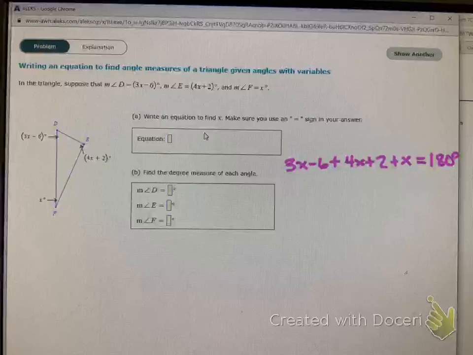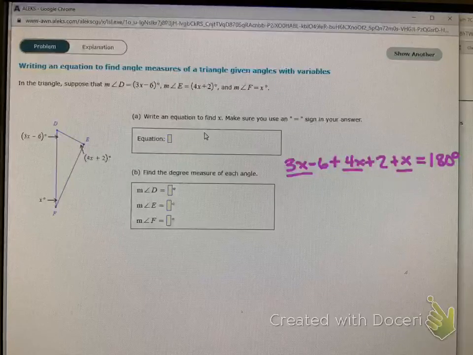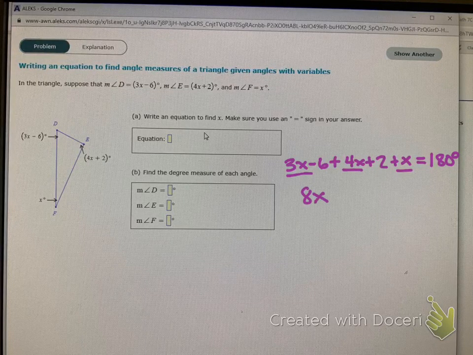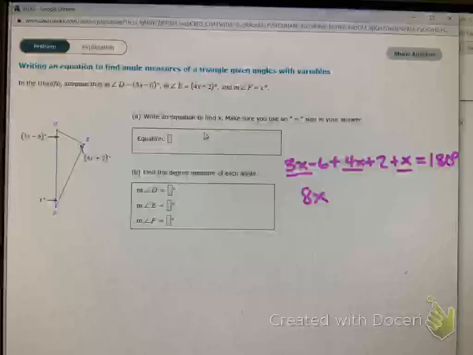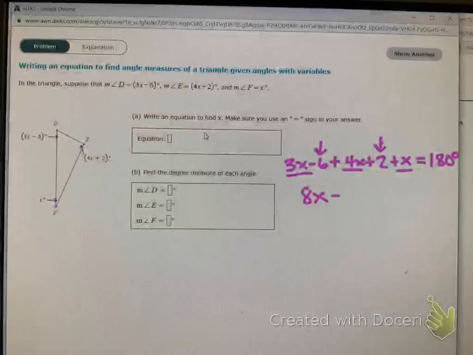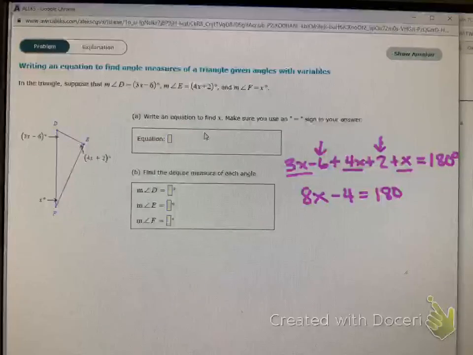Now, when I look at this, I notice that I have like terms. I have 3 x's, 4 x's, and an x. And those are all positives. So I'm going to add all those together, and that's going to give me 8x. Now I have a negative 6, a positive 2, and that's all I have over here. So when we combine, we add. So I'm going to add negative 6 and a positive 2. Negative 6 plus 2 is negative 4. So I'm going to put minus 4 equals 180 degrees.